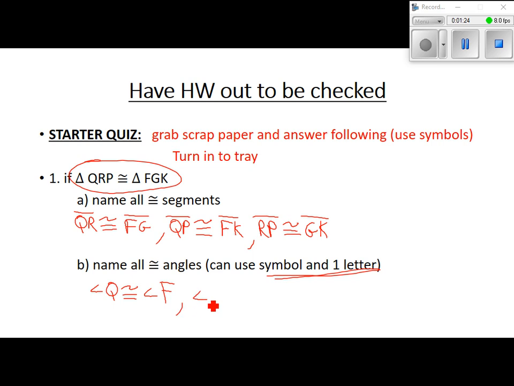Name me another pair of angles. R and G. Angle R has to be congruent to angle G. And what's the last pair? P. Angle P has to be congruent to angle K.